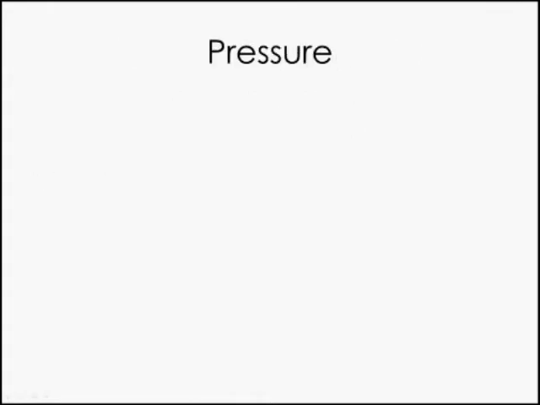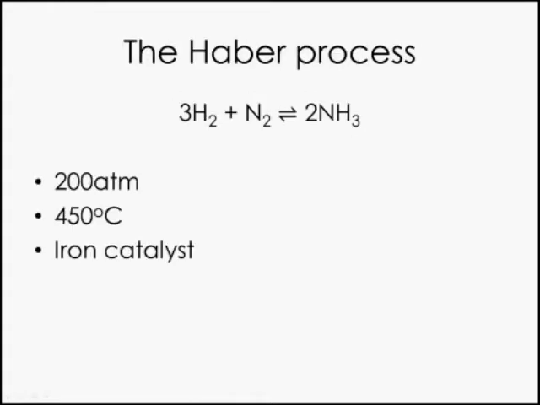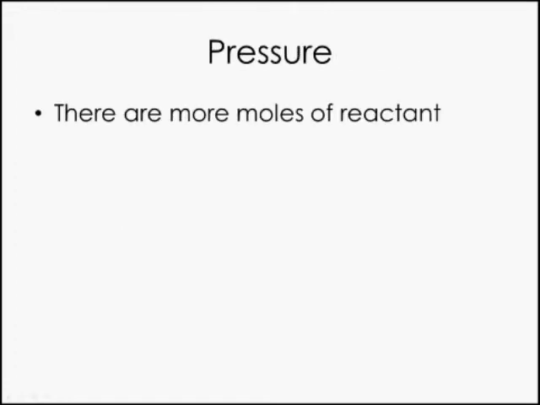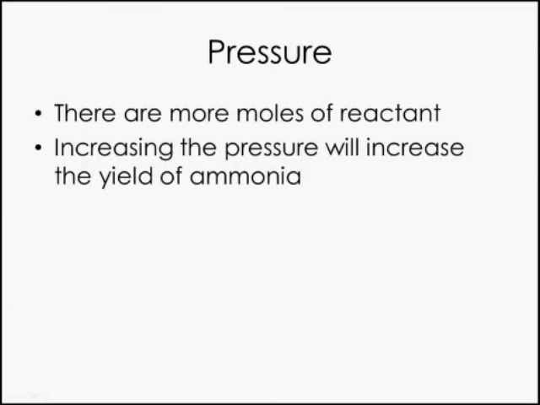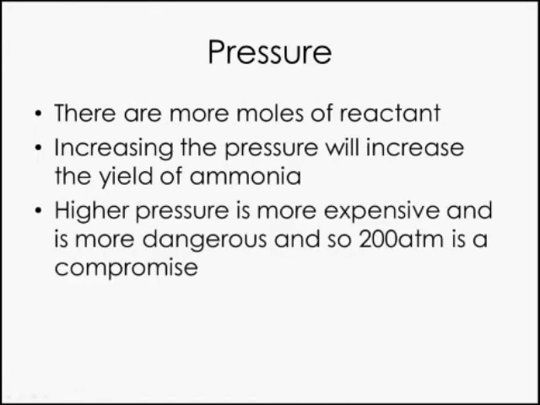So if we look at the conditions they use, the pressure first of all, if we look back at the equation, we can clearly see that we have 4 moles of gas of reactants and only 2 moles of gas of products. And so that means that there are more moles of reactants. If we look back at our table, then that means that increasing the pressure will increase the yield of ammonia. However, we don't use too high a pressure because a higher pressure is more expensive and it also makes the whole process more dangerous.